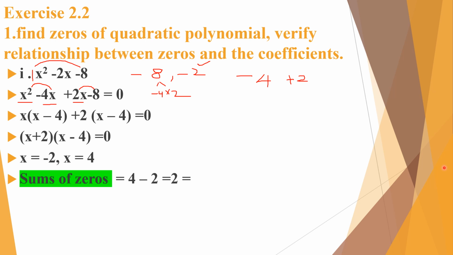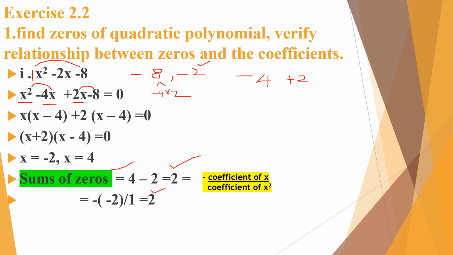With the help of the formula, sum of its zeros is equal to minus coefficient of x divided by coefficient of x square. So, we are going to substitute in this equation and verify it. What is the coefficient of x? Minus of minus 2, divided by the coefficient of x square, which is 1. Whether we have got 2. So, we have verified the sum of its zeros. Now, we are going to move on to the product of its zeros.